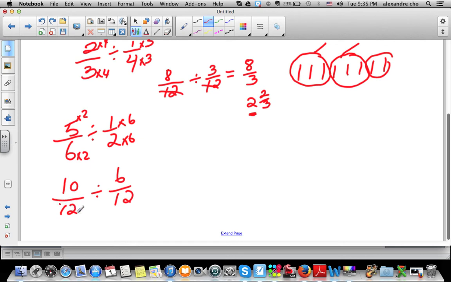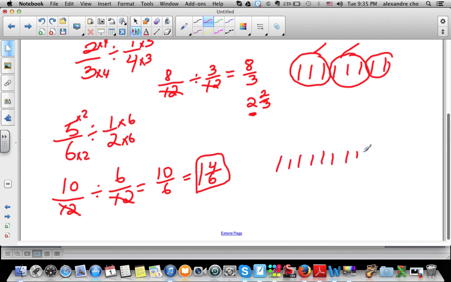Again, because the denominator is the same, you're allowed to cross these out. You end up getting 10 divided by 6, which is 10 over 6. And you can say that that equals 1, because 6 goes into 10 one time, with 4 left over. Let's not simplify yet because I want to show you using a picture. So what does 10 divided by 6 look like? Well, 10 divided by 6 looks like this: 1, 2, 3, 4, 5, 6, 7, 8, 9, 10.